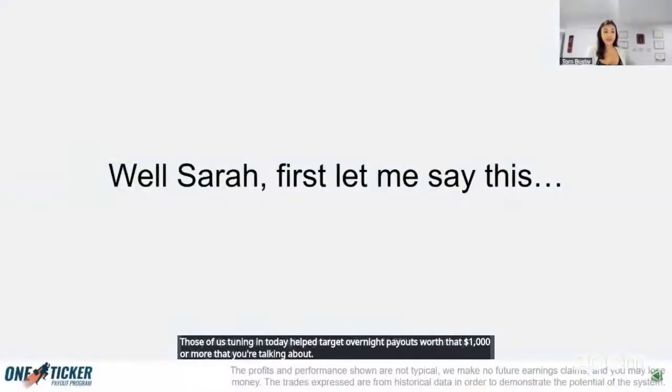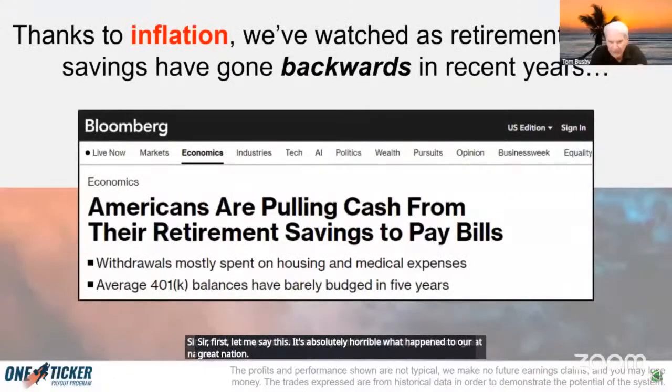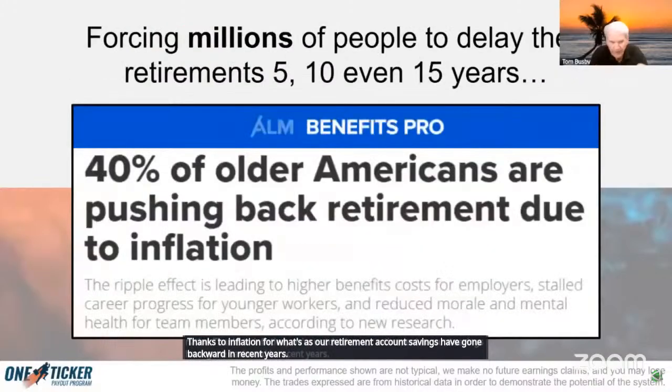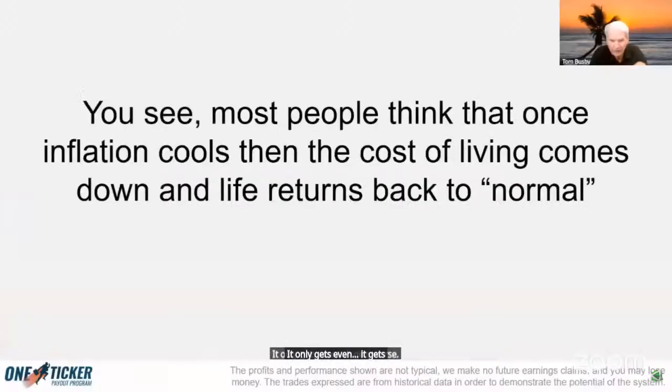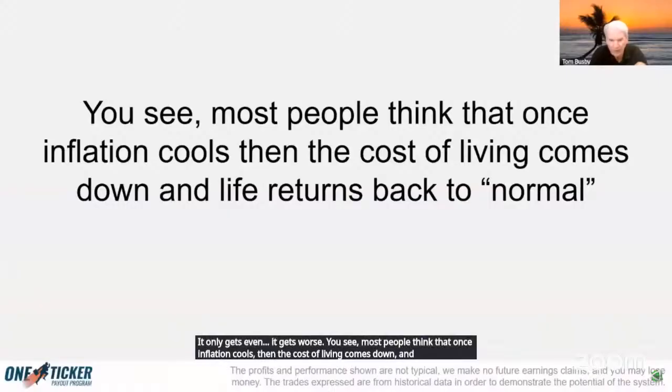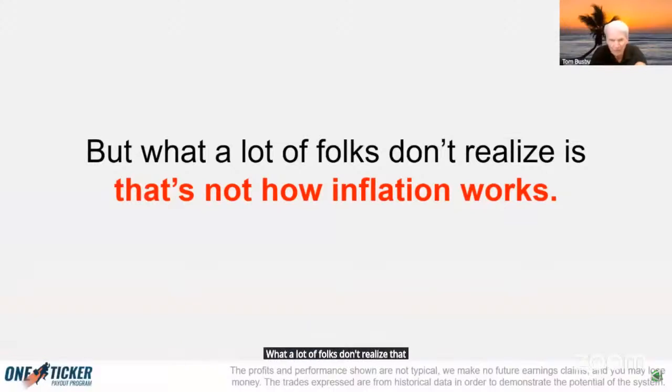Sarah, first let me say this. It's absolutely horrible what happened to our great nation. Thanks to inflation, we've watched as our retirement account savings have gone backward in recent years. Expenses kept going up, forcing millions of people to delay their retirements 5, 10, or even 15 years. It gets worse. You see, most people think that once inflation cools, the cost of living comes down and life returns back to normal. But what a lot of folks don't realize is that it's not how inflation works.